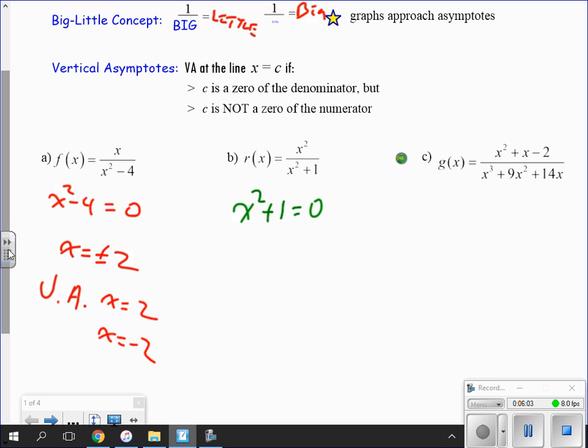Is x squared plus 1 ever equal to 0 in the realm of the real numbers? Because if I start including complex numbers, yeah. When x is i or negative i, then I can do that, right? But in the realm of real numbers, no.